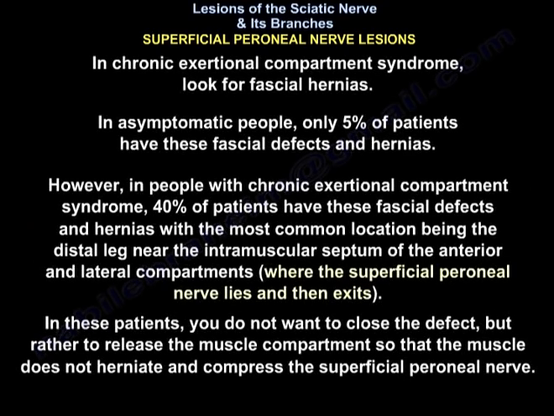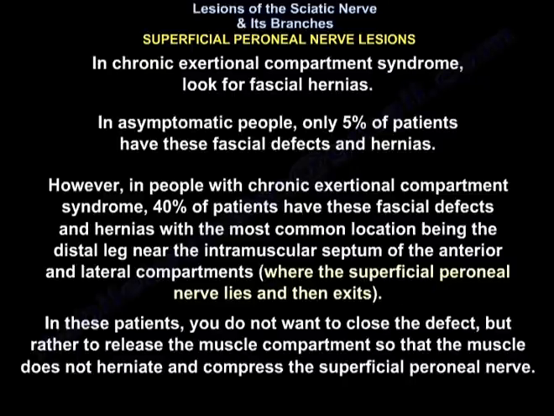In chronic exertional compartment syndrome, look for fascial hernias. In asymptomatic people, only 5% has these fascial defects and hernias. But in people with exertional compartment syndrome, 40% has that fascial defect and muscle hernias. And the most common location is the distal leg, near the intermuscular septum of the anterior and lateral compartment. And that's where the superficial peroneal nerve lies and then exits.